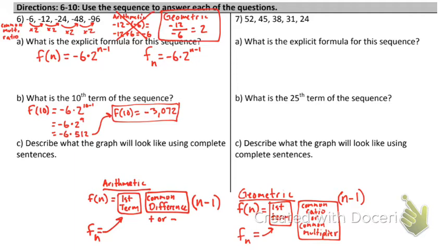So now describe what the graph will look like using a complete sentence. So real quick, I'm going to sketch the graph. So if we had to graph this thing, we know it's geometric, which means it's going to be a curve like this, or it's going to be a curve like this. Okay, so which one do we have? Well, since our common multiplier is positive, it's actually going to go up. It's going to curve up.